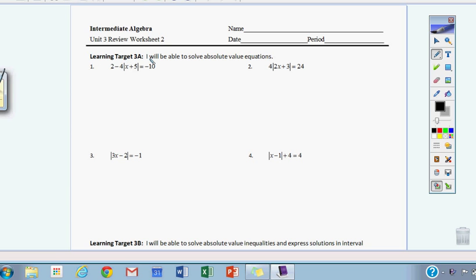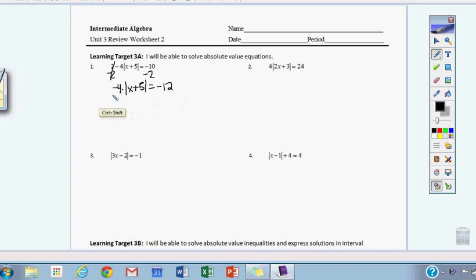Okay, so first one here, learning target 3A. We definitely don't want to do 2 minus 4 right away. We want to get this 2 out of there, so I have to subtract 2 from both sides. So now I have negative 4, and remember that says times the absolute value of x plus 5. And then on this side, it's negative 10 minus 12, so that'll be a negative 12.